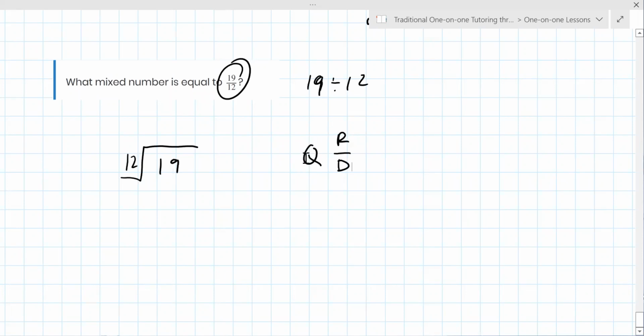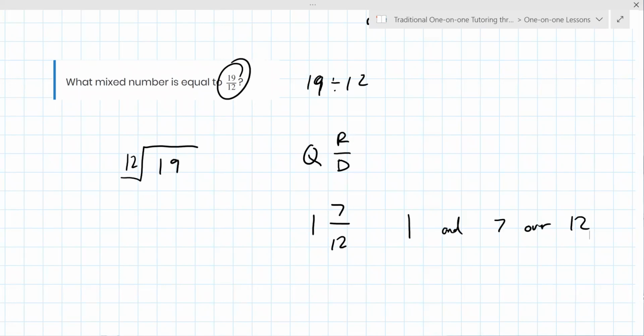What is the quotient? What was the number up top? 1. And what's the remainder? 7. Over 19. No. What is the divisor? 12. Yes. So say that out loud. 1 and 7 over 12. Okay, so it's 1 and 7 over 12.